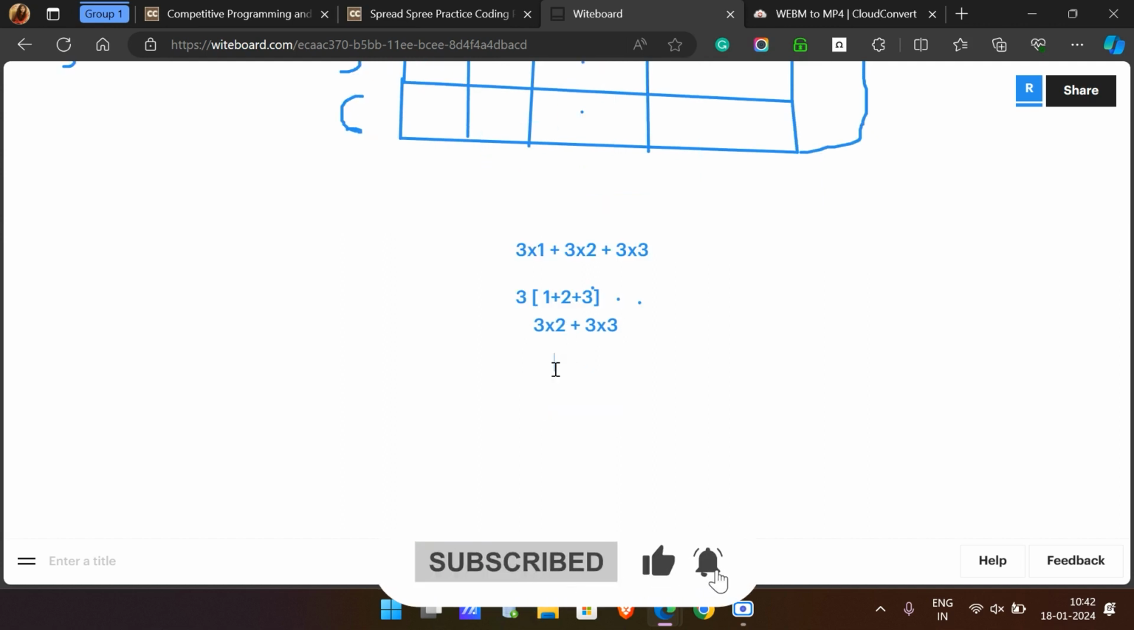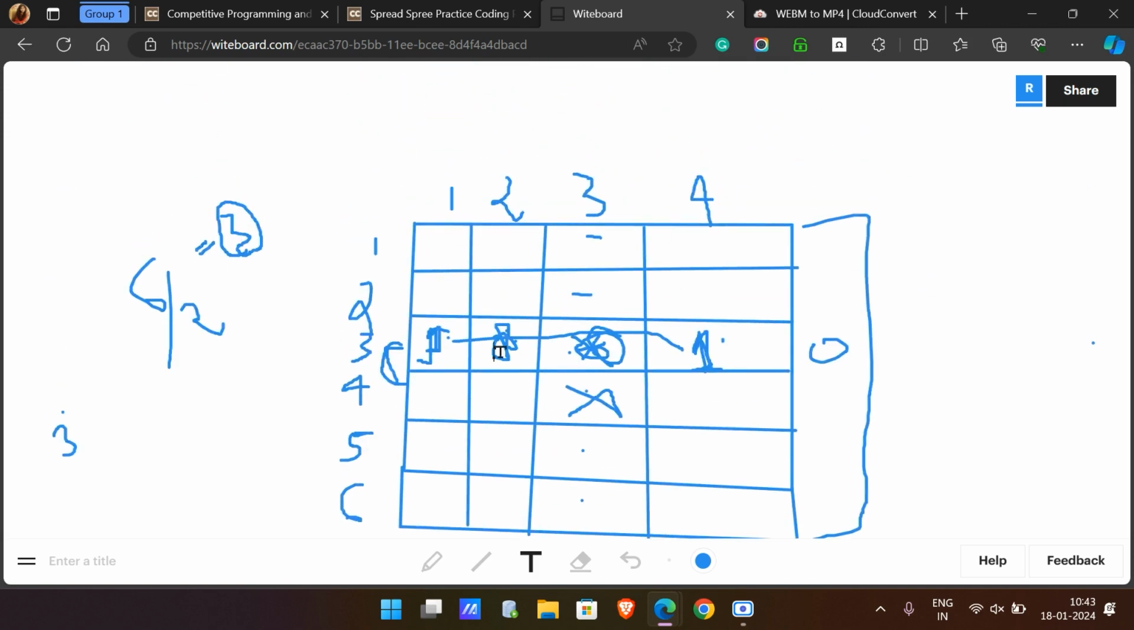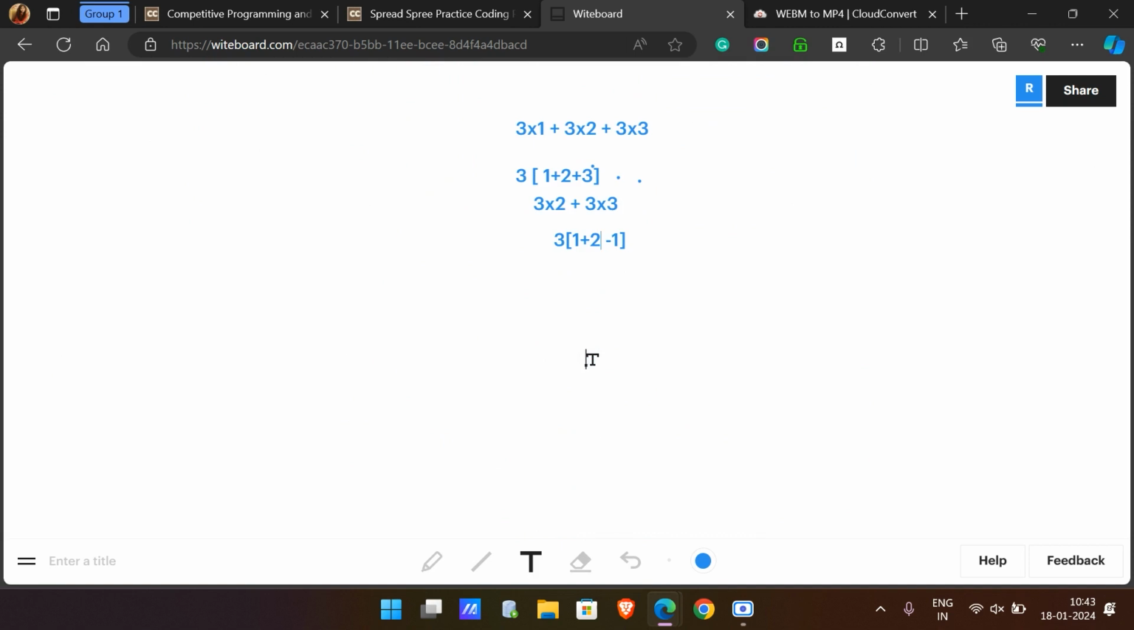How can I write it? I can easily write it as 3 into 2 plus, let's say, 1 plus 2 plus 3 minus 1. It can be easily written as this. But I need 1 plus 2 only, I think, because we are not taking 2 and 3 also.